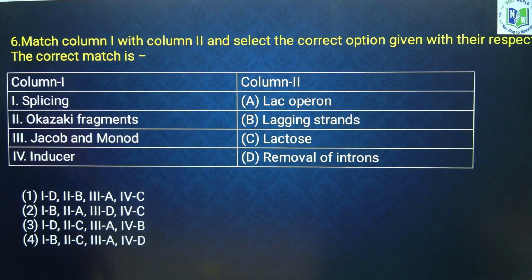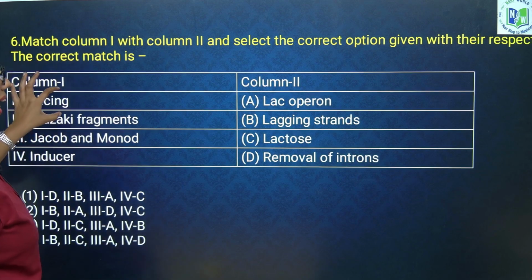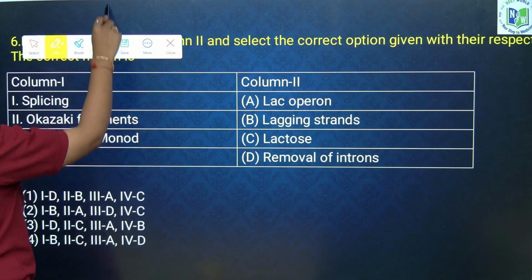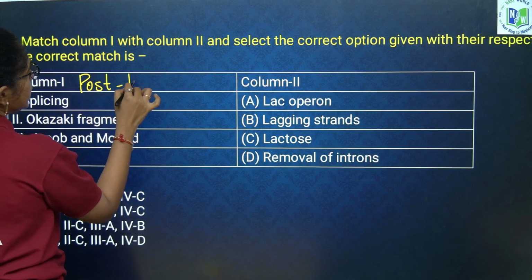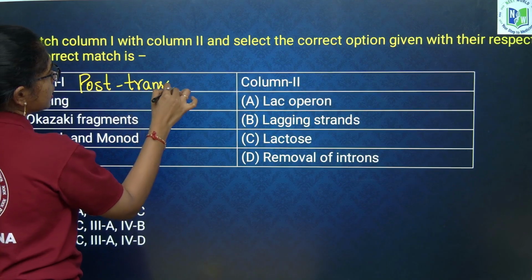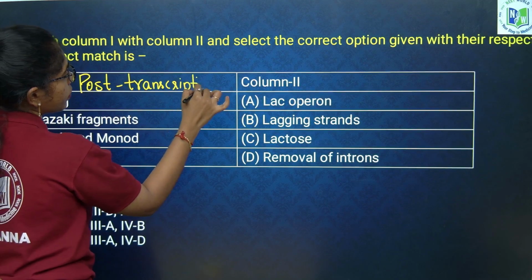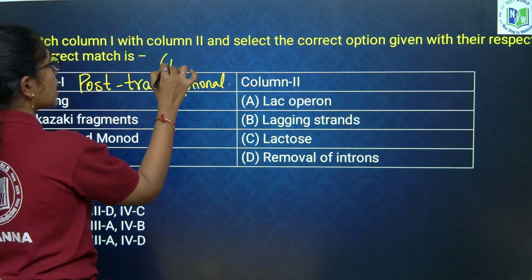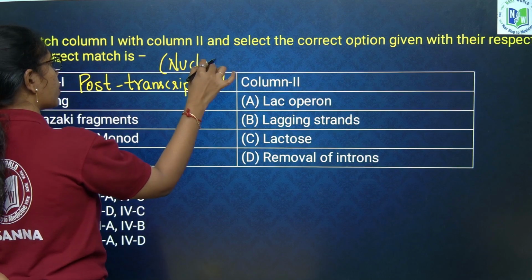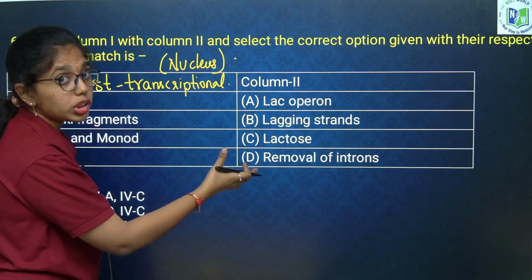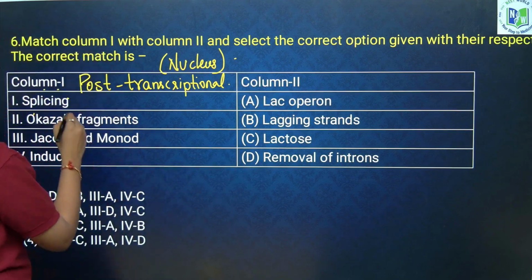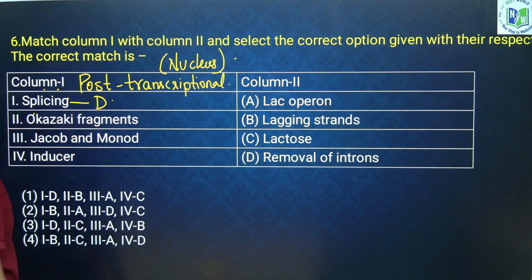Next question, beta. Here match column 1 and column 2 again. Here the activity is given, we have to choose with respect to column 2. Splicing means removal of introns. Splicing is a post-transcriptional event which happens inside the nucleus of eukaryotic cells, wherein in splicing we will remove the introns which are non-coding or inactive sequences. So, 1 is option D.